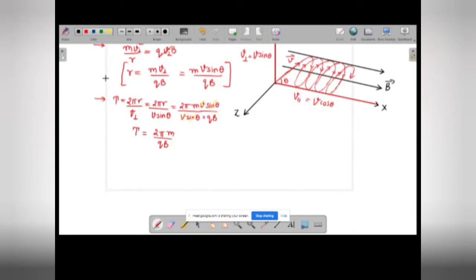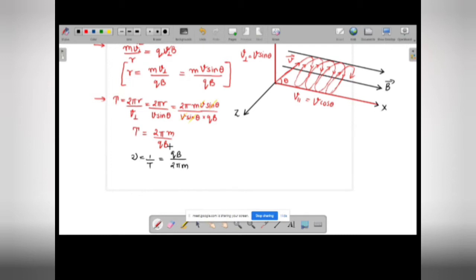Frequency, obviously, is the reciprocal of the time period. So that is going to be qB upon 2 pi m. If you notice over here, both the quantities, the time period as well as the frequency, are independent of the velocity of the particle. They are not dependent upon the velocity of the particle.